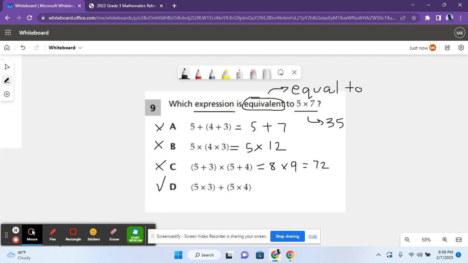So for D, it says open parentheses 5 times 3 close parentheses plus open parentheses 5 times 4 close parentheses. So let's do what's in the parentheses. 5 times 3, that's 15. 5 times 4, that's 20. 15 plus 20 is equal to 35, and 5 times 7 is also equal to 35. So these expressions are equivalent, which means D is the correct answer.